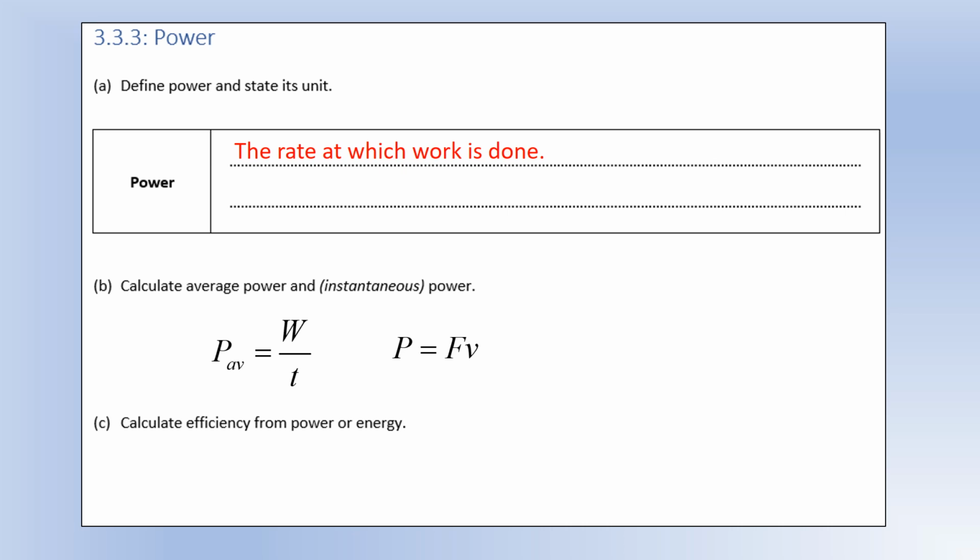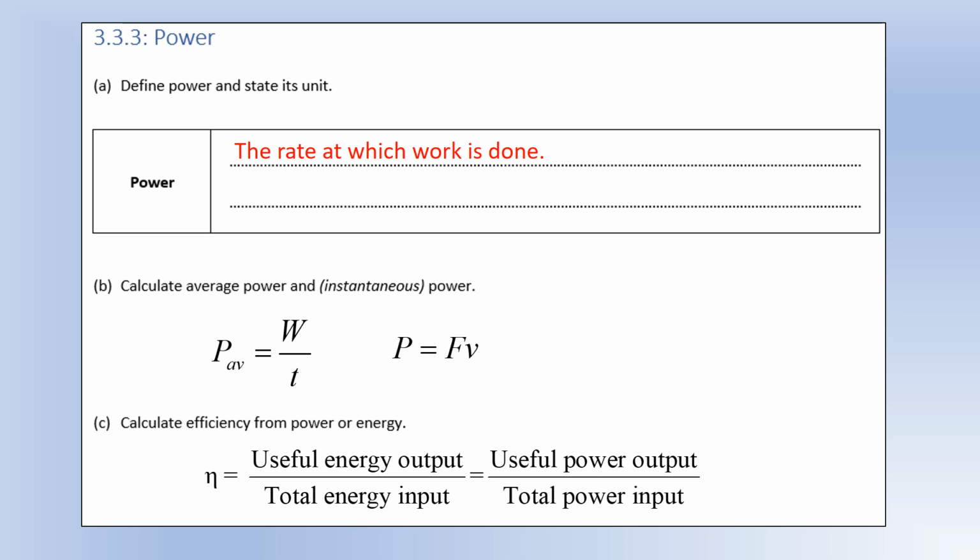And then efficiency we can get from either energy or power. The form of it you'll be used to is useful energy output over total energy input, but we can also get it from power output and power input too.